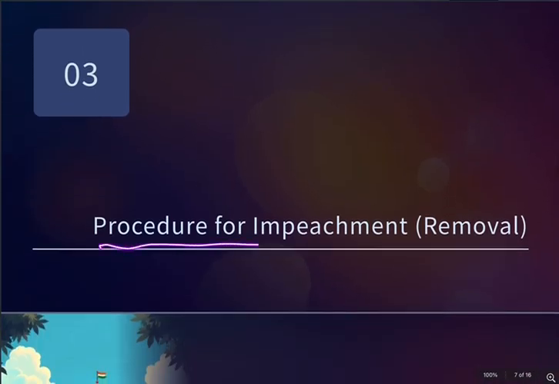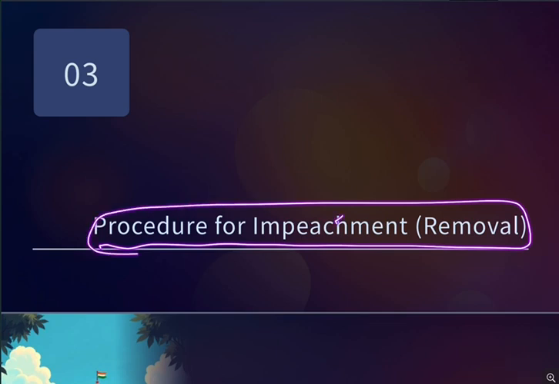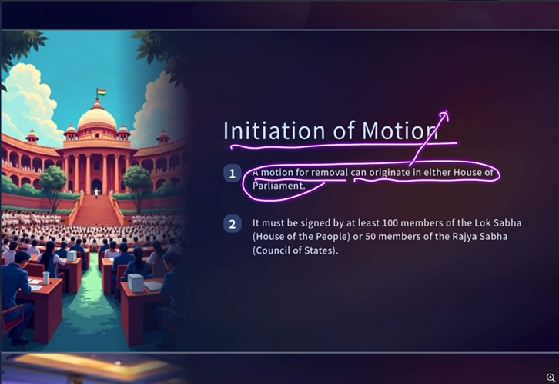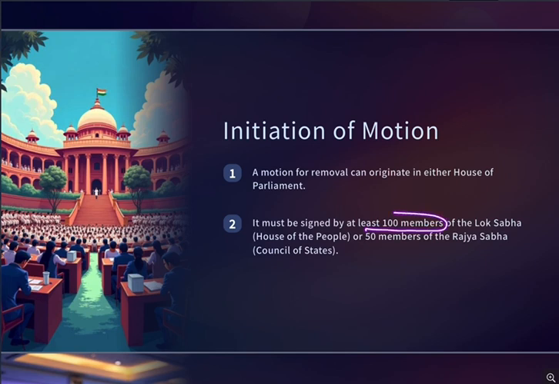Procedure for impeachment. Impeachment is also called removal of judges of the High Court and Supreme Court. First, initiation of the motion. Motions for removal can originate in either house of Parliament, either the Rajya Sabha or the Lok Sabha. In the case of the Lok Sabha, it must be signed by at least 100 members. In the case of the Rajya Sabha, it should be signed by at least 50 members.